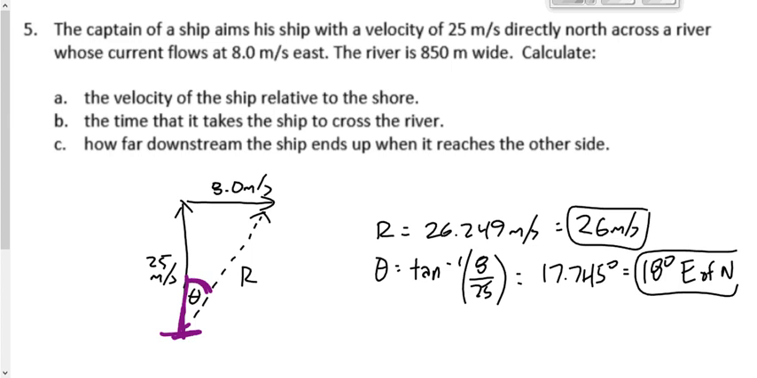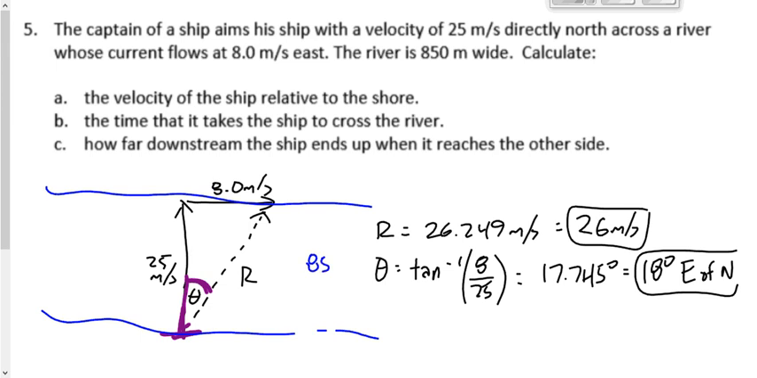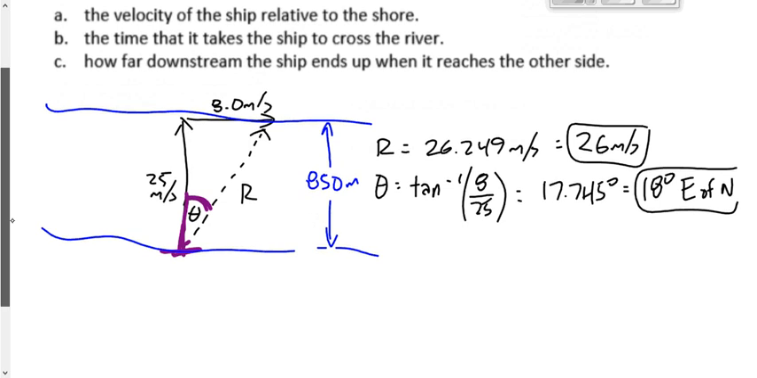Now, what about B, the time that it takes the ship to cross the river? Here I'm going to draw the river. Okay, there's my river, and the river is 850 meters wide. So I'm going to label that as well. Don't label that on your vector diagram because that's for velocities, but label it somewhere. Now, you want to find the time that it takes the ship to cross the river.